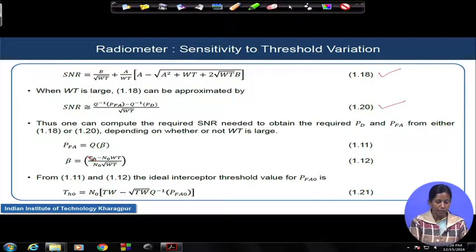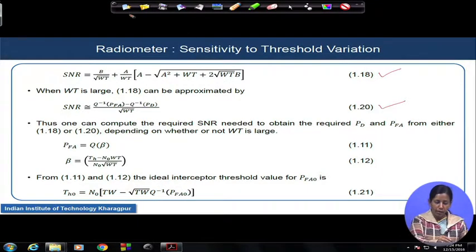We also understand that the false alarm probability is given by the Q function of beta, where beta is the expression we saw in the last few slides. From this expression of the false alarm probability, I can compute the ideal interceptor threshold value. This is the ideal case, which is why we have written the corresponding false alarm probability as PF0 and the threshold as TH0. So, this is the expression for the ideal interceptor threshold.